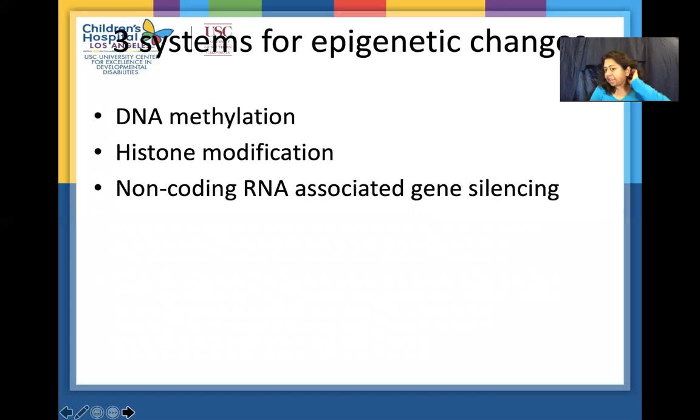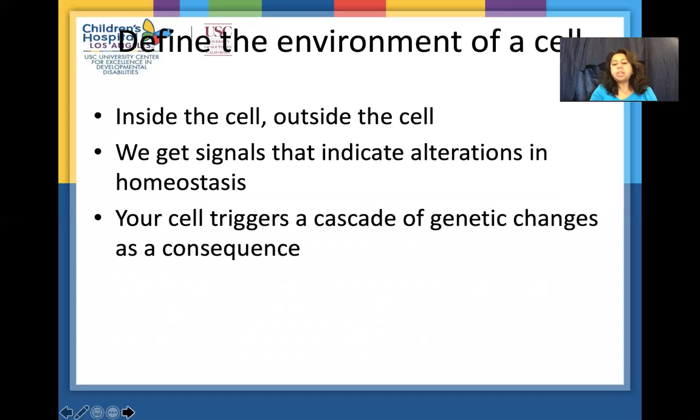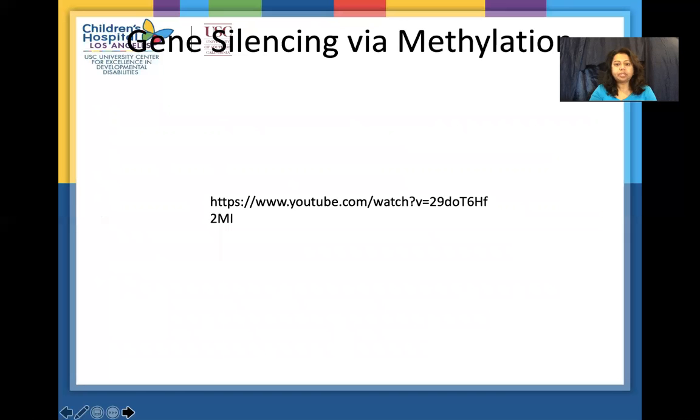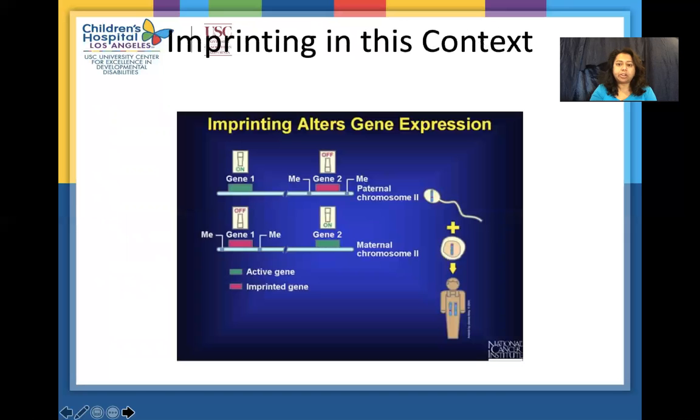And then lastly, when we look at the non-coding parts of the human genome, they actually play a huge role in silencing certain genes. And so looking at the environment of the cell, both inside and the outside, is becoming more and more important to the understanding of genetics and genomics. We get signals that indicate alterations in homeostasis. Your cell triggers a cascade of genetic consequences from these changes. So this is another video you can take a look at.